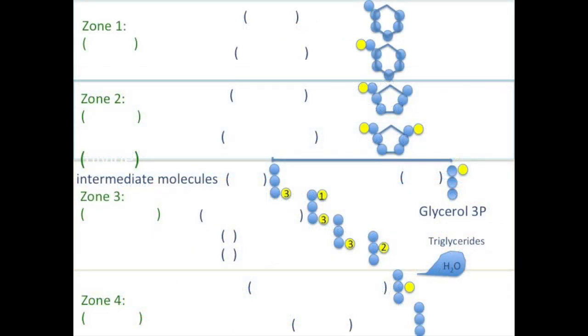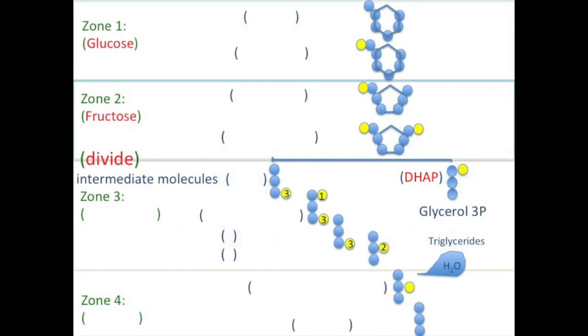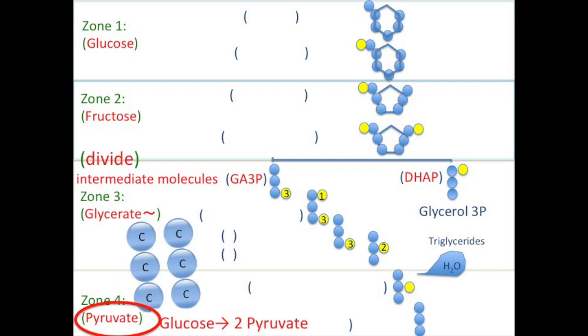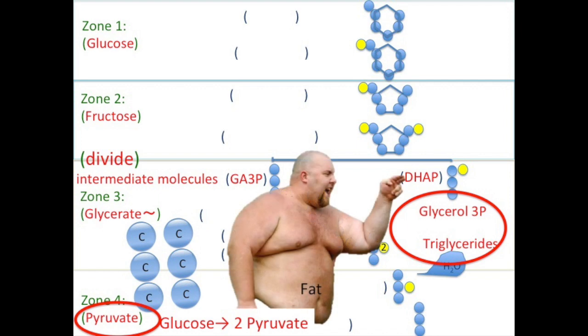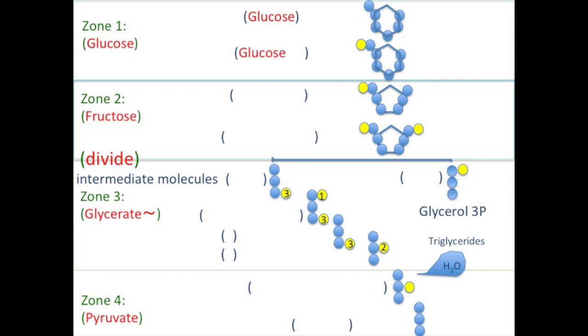Now let's start remembering the substrate names. Glucose is converted to fructose to prepare to divide. DHAP, GAP. Glycerate are intermediate molecules in glycolysis and converted to pyruvate. And it's also the intermediate molecules for triglyceride synthesis. Now you know glucose, fructose, glycerate, and pyruvate.